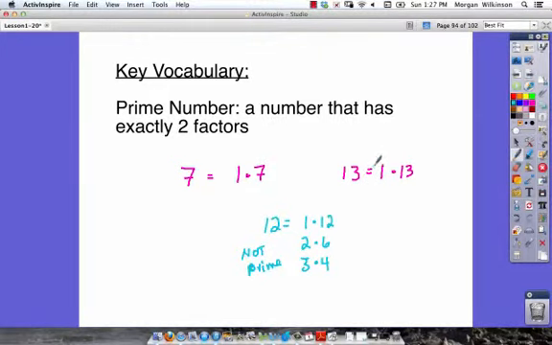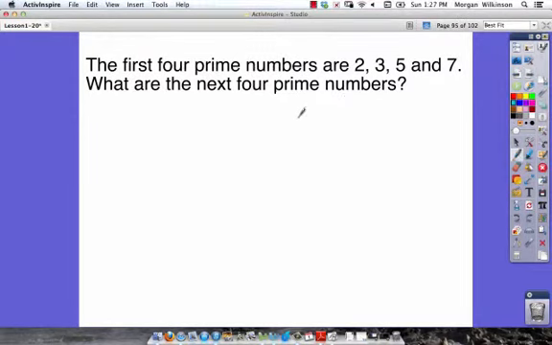Make sure you've got this copied down into your notes. We're going to move on to our next slide. All right. The first 4 prime numbers are 2, 3, 5, and 7. What are the next 4 prime numbers?